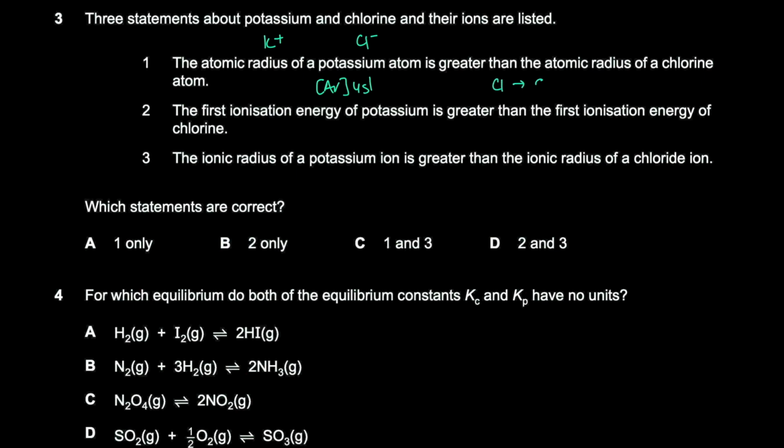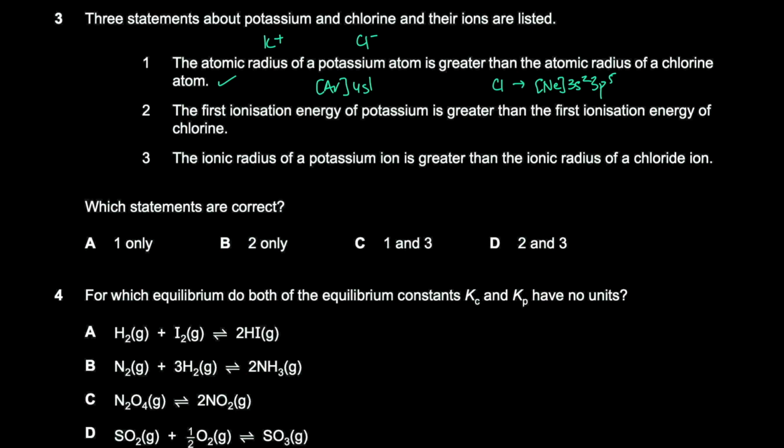And a chlorine atom is neon and then 3s2, 3p5. So again, the potassium atom has 19 electrons. So that's argon, that's 18 plus 1, 19. And chlorine has 17. So that's 10 plus 7. So potassium has 4 shells. So that means that the atomic radius of potassium must be greater. It has more shells.